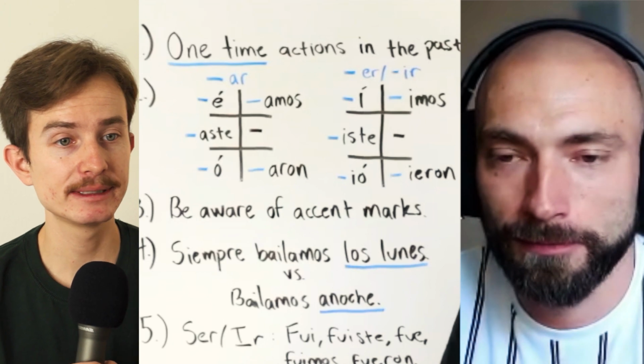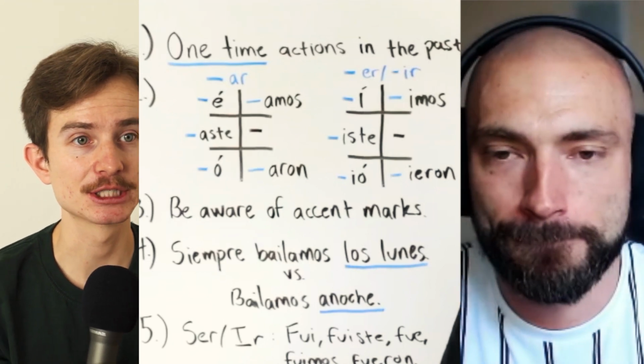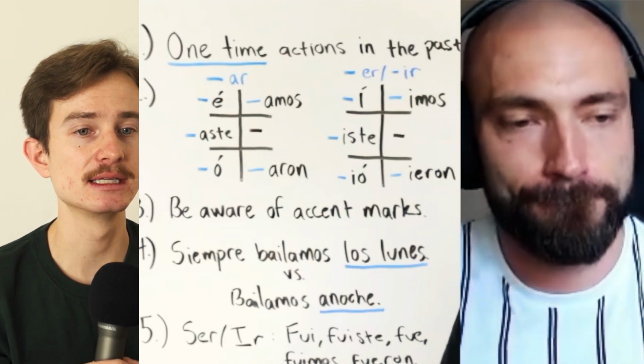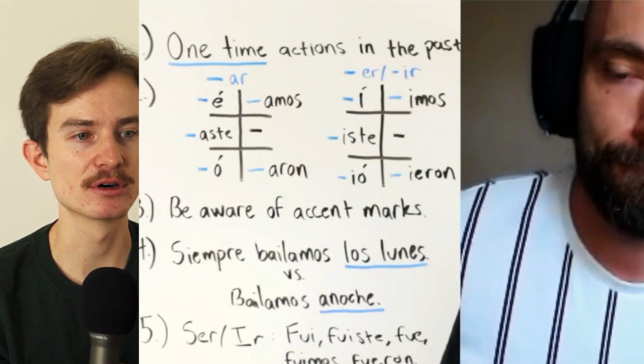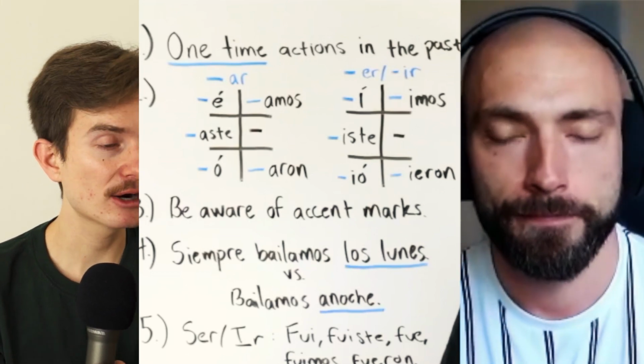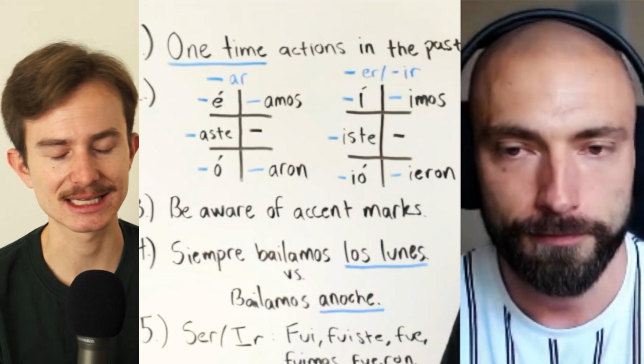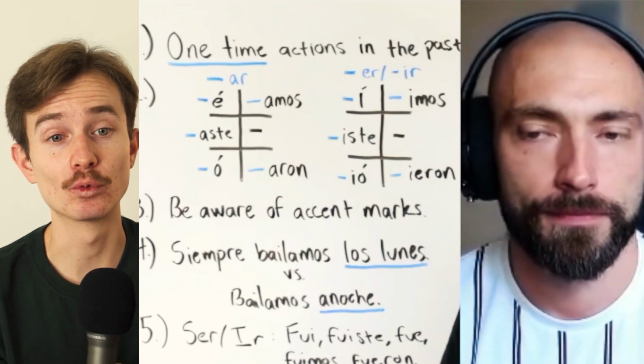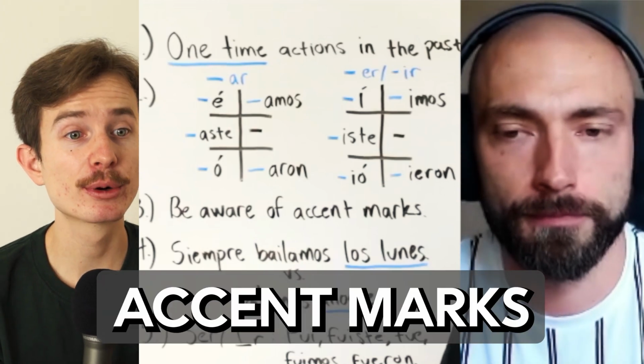As you know, the preterite is a past tense we have in Spanish. And a lot of times students struggle with this idea of the preterite versus the imperfect. So I always tell students that the preterite is for one-time actions in the past. Here I have the little conjugation charts. These are for regular verbs. Accent marks are super important.